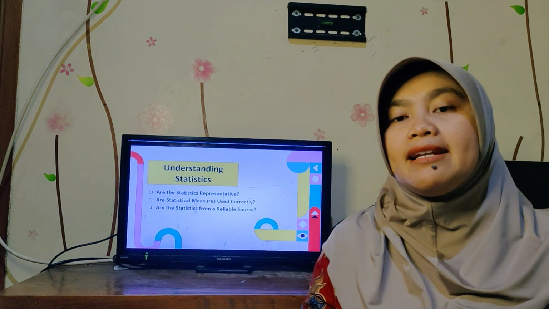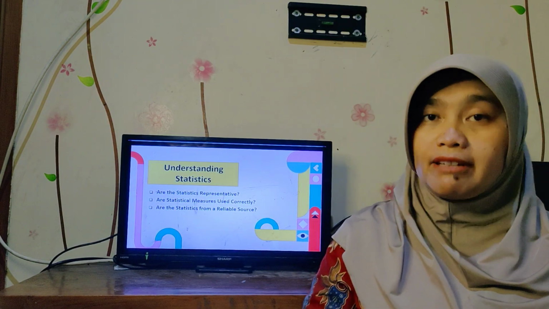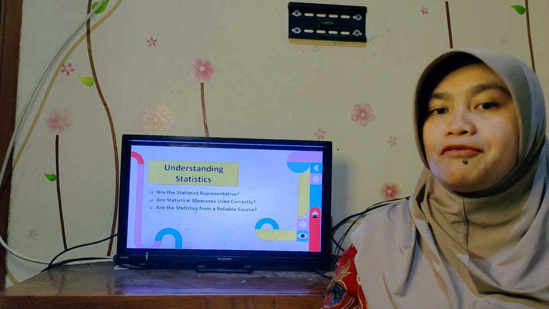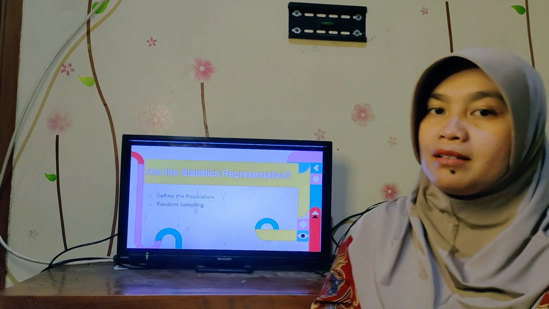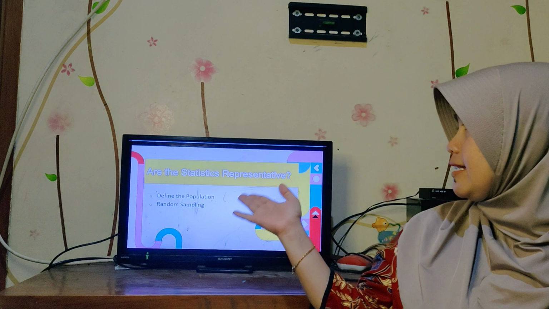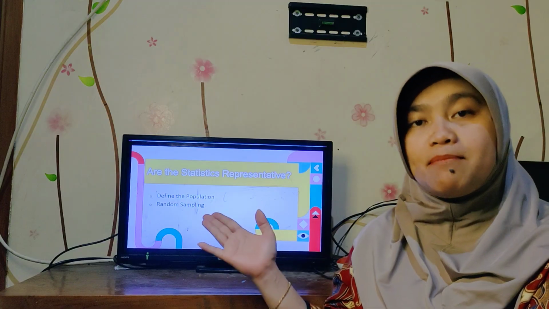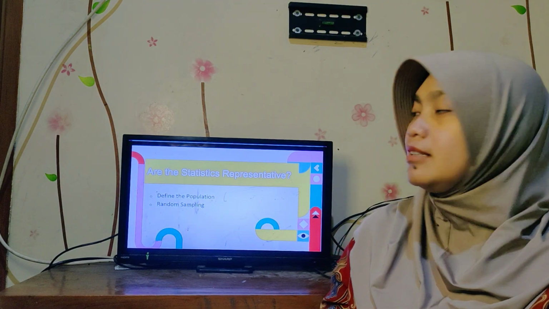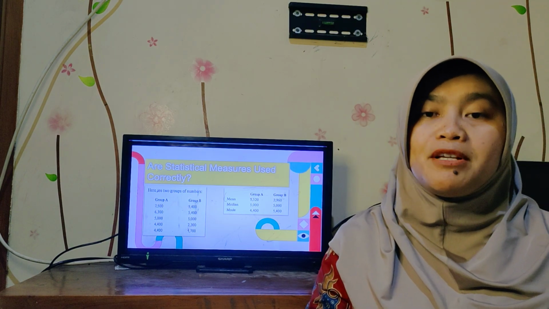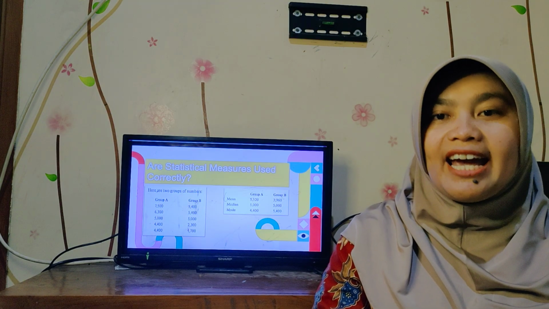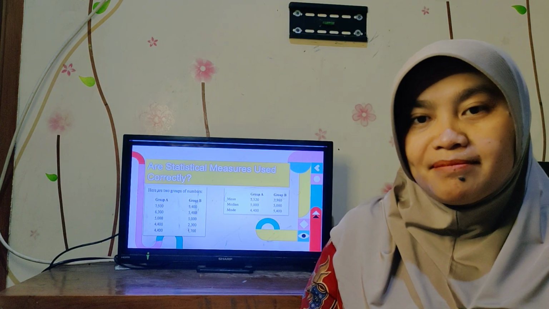So, we talk about understanding statistics. Are the statistics representative? Are statistical measures used correctly? And are the statistics from a reliable source? For the first one, are the statistics representative? To make it representative, you have to define the population and use random sampling. For the measurements, it depends on what formula or measurement you need to make the data, and it will be related to your statement.